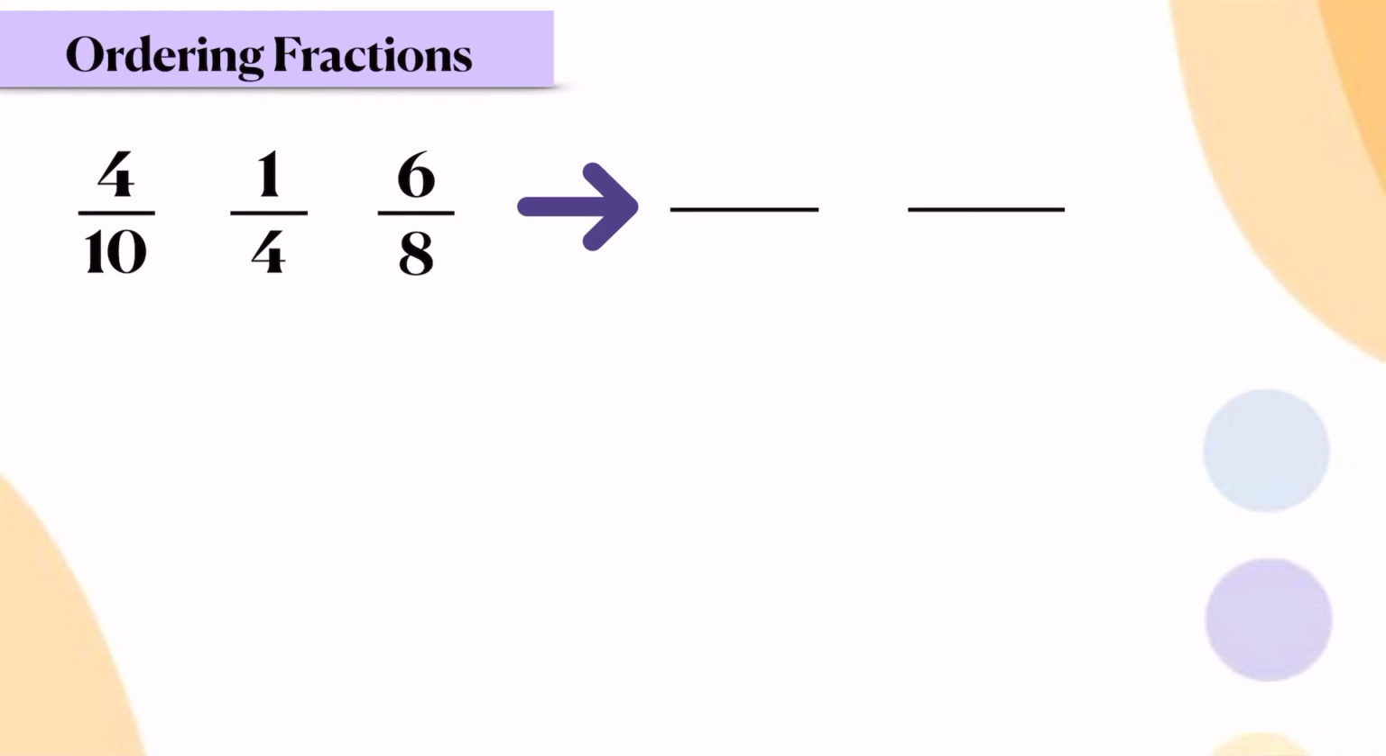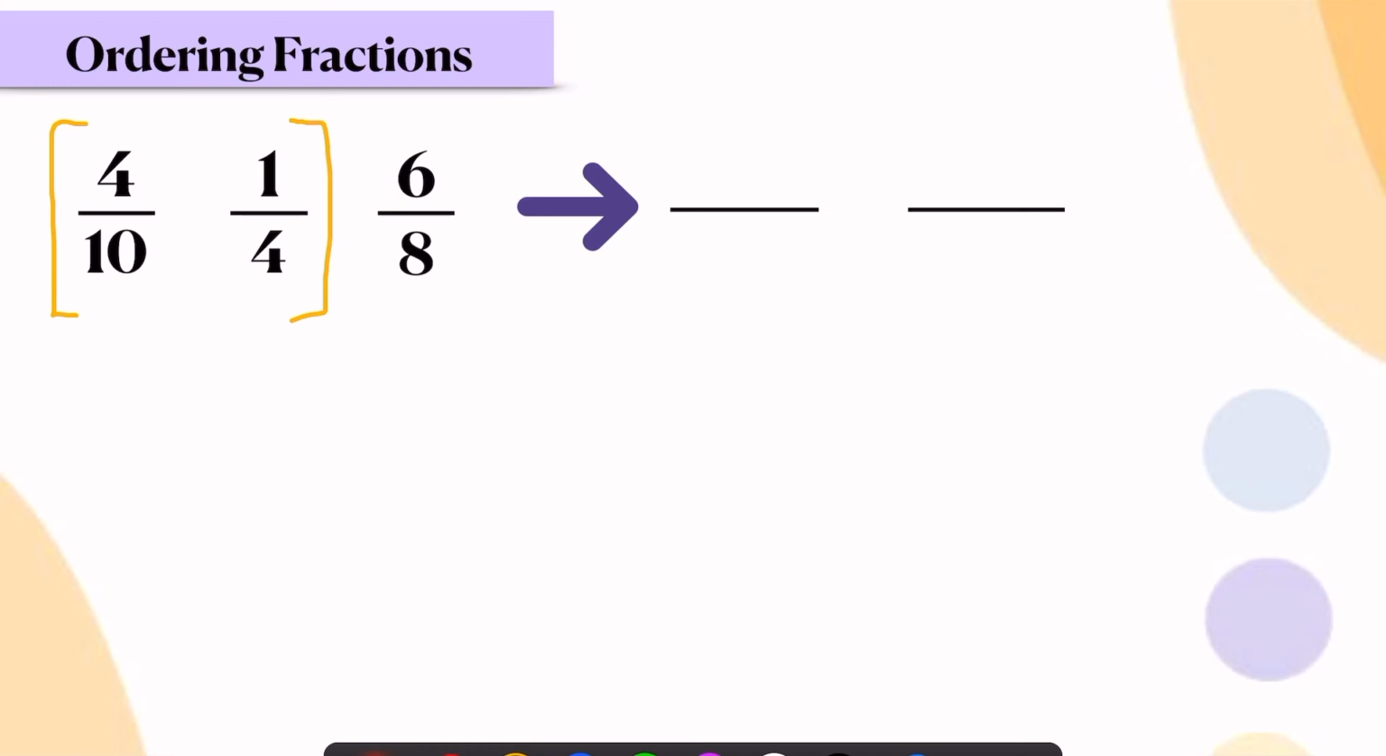So we have 4 over 10, 1 over 4, and 6 over 8. Now, to do this, can you tell me if they have different or the same denominators? As you can see, they have different denominators, right? So, to compare three fractions, I want you to compare just 2 first, for example. Let's see. Can you tell me how do I get 10 from 4?